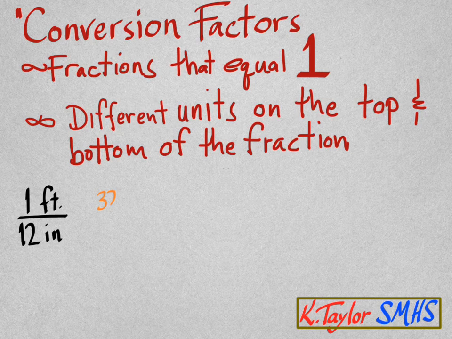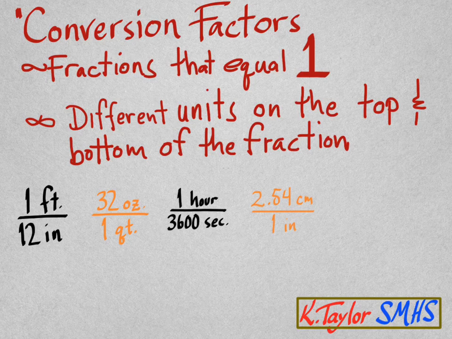Okay? Here's another example. 32 ounces and 1 quart. Those two things measure the same quantity. So that fraction equals 1, but different units on the top and the bottom. Here's another one. 1 hour over 3,600 seconds. I don't know if you knew how many seconds there were in an hour, but it's 3,600. Let's see, here's another one. 2.54 centimeters is equal to 1 inch. So there's an example of metric system to English system of measurement. A common conversion factor for doing that, centimeters into inches.